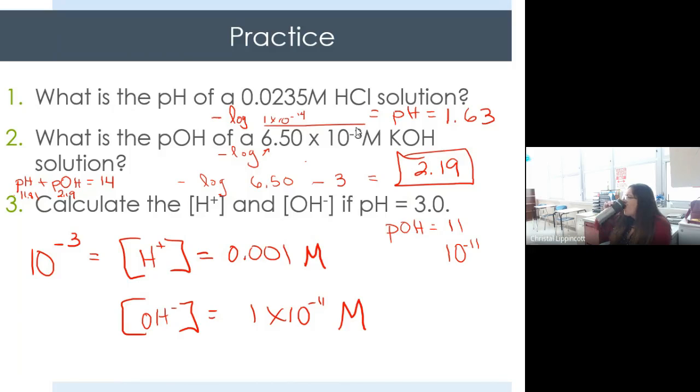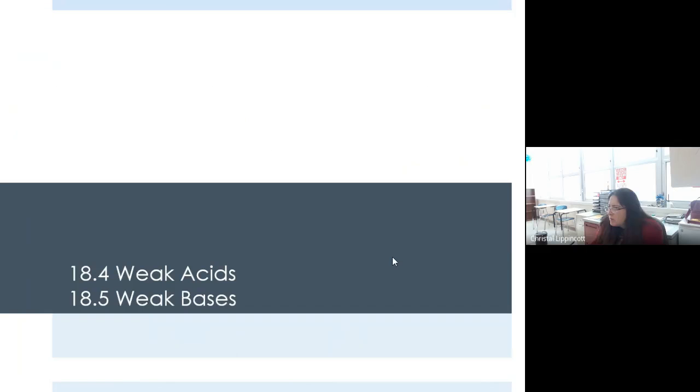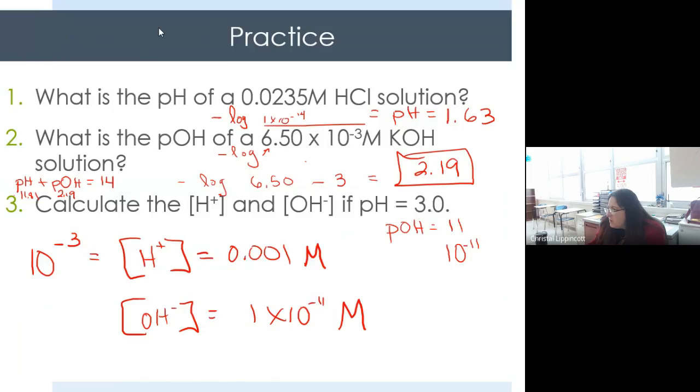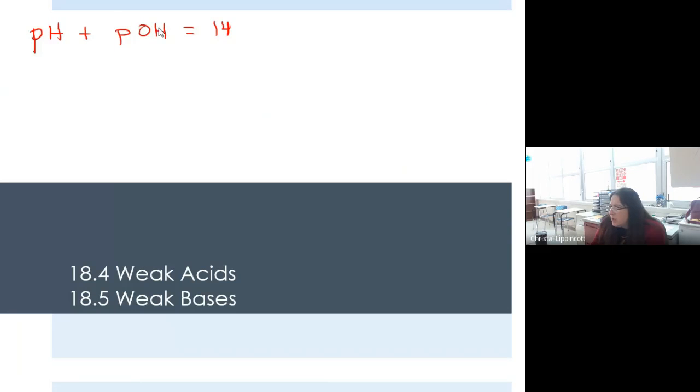What was the formula for both of those? So to find out the pOH here, I'm going to switch this slide so I have more room to write, okay? So pH plus pOH equals 14. So I knew the pH was 3, so I could figure out that this was 11. Does that make sense? Okay.